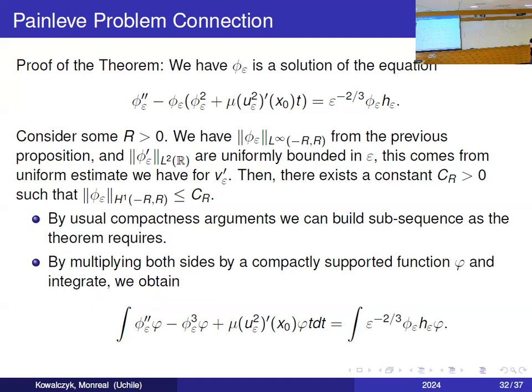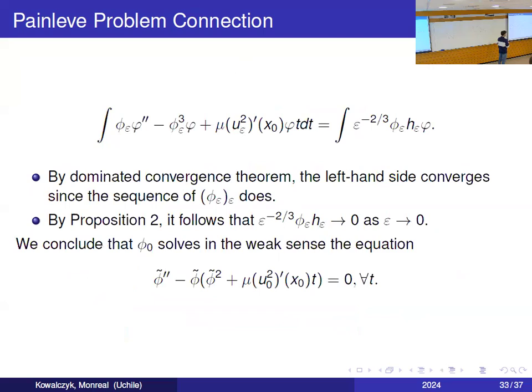Now, if we multiply both sides of the equation by a compactly supported function in the region where we are working, we get this. On the left-hand side, we get a weak version of the equation, and by the dominated convergence theorem, the left-hand side converges. We know that the term divided by h goes to 0, and we conclude that this limit function is necessarily a weak solution of the equation. This is the Painlevé equation.